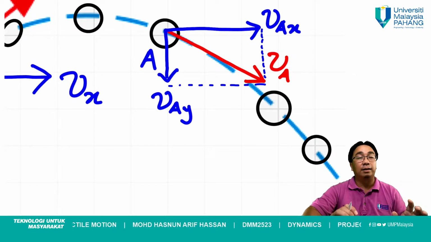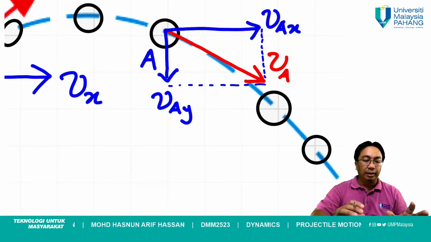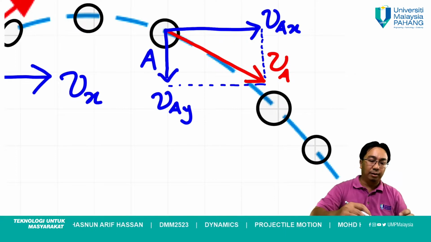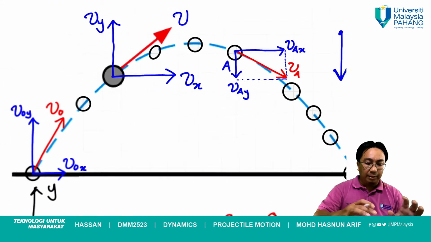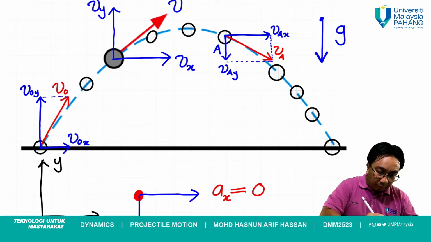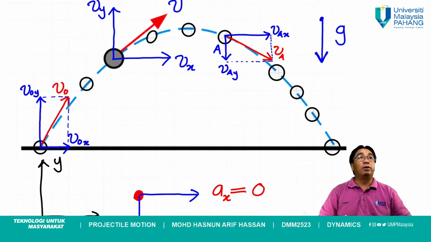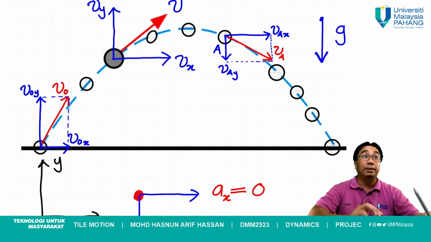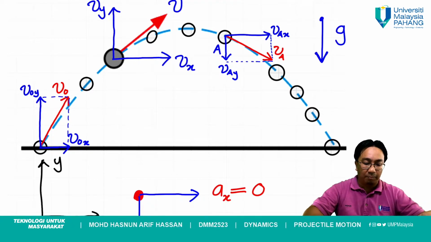It's like a rectangle, indicating the vector. Okay, so this is its vector. At every moment we can always get its component of velocity. Velocity will always be tangent to the path, same as what I have shown before.